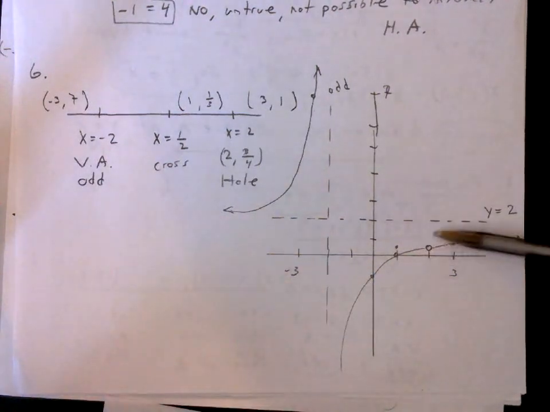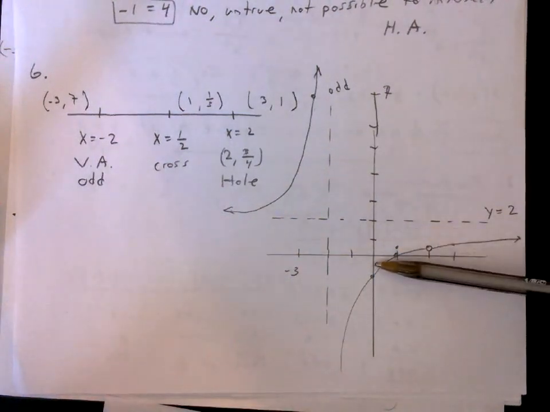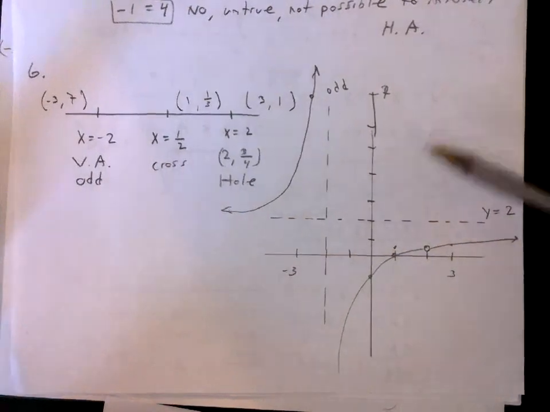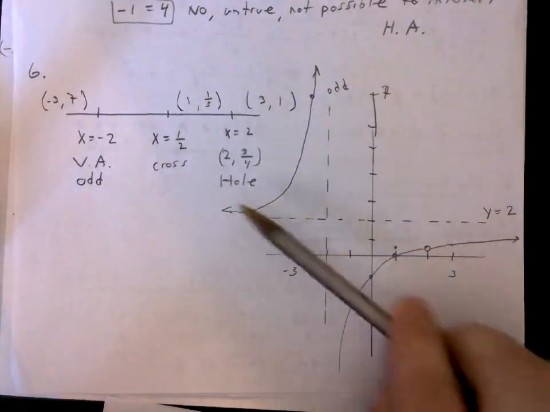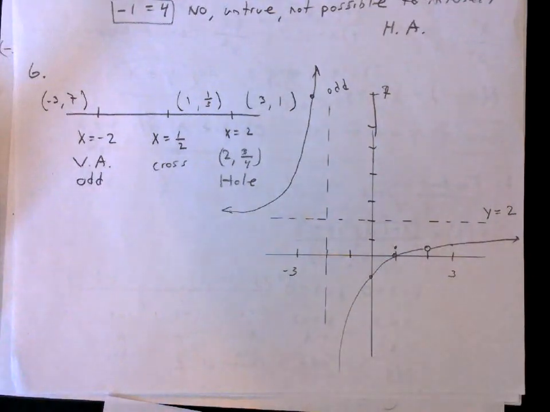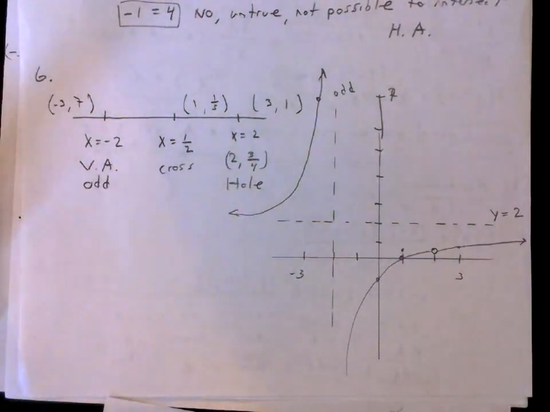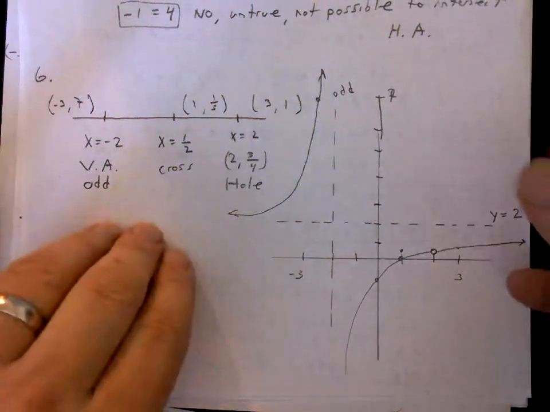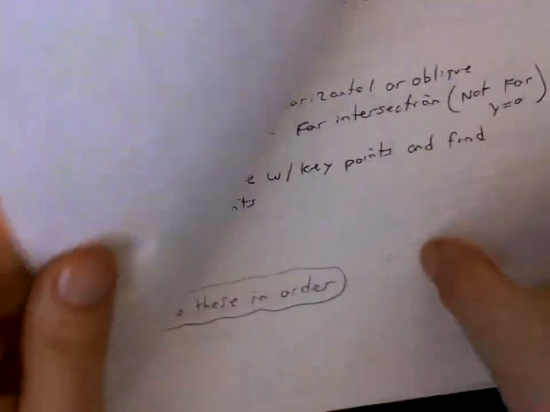So there's a discrepancy. This is not continuous. This is not a continuous graph. So that's kind of what's going on when you're trying to do some of these. So hopefully this made a little bit more sense. And try some of these.